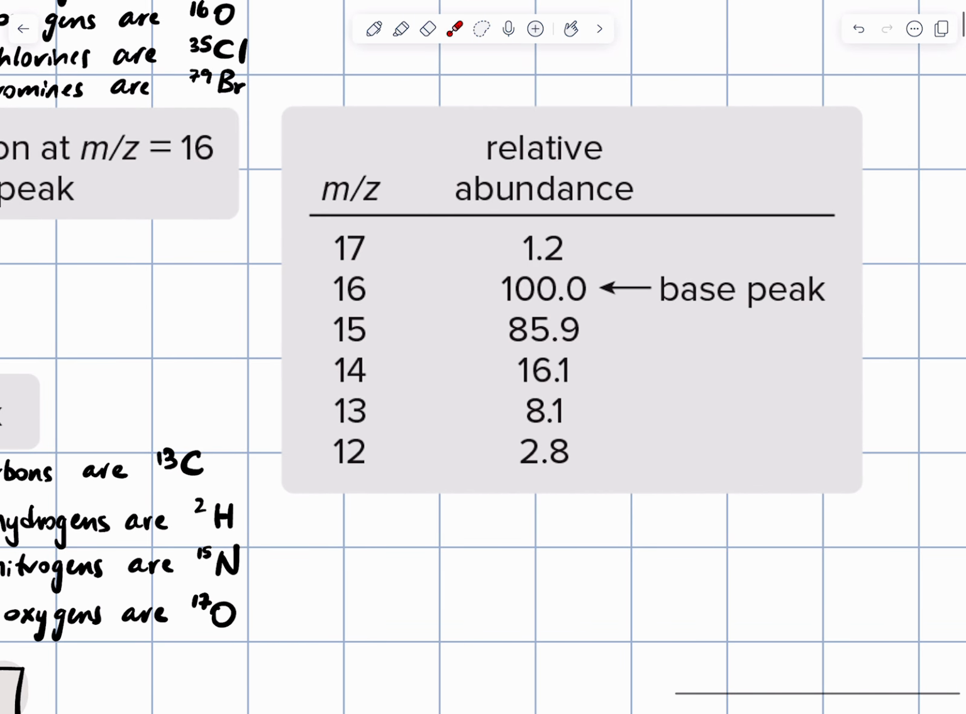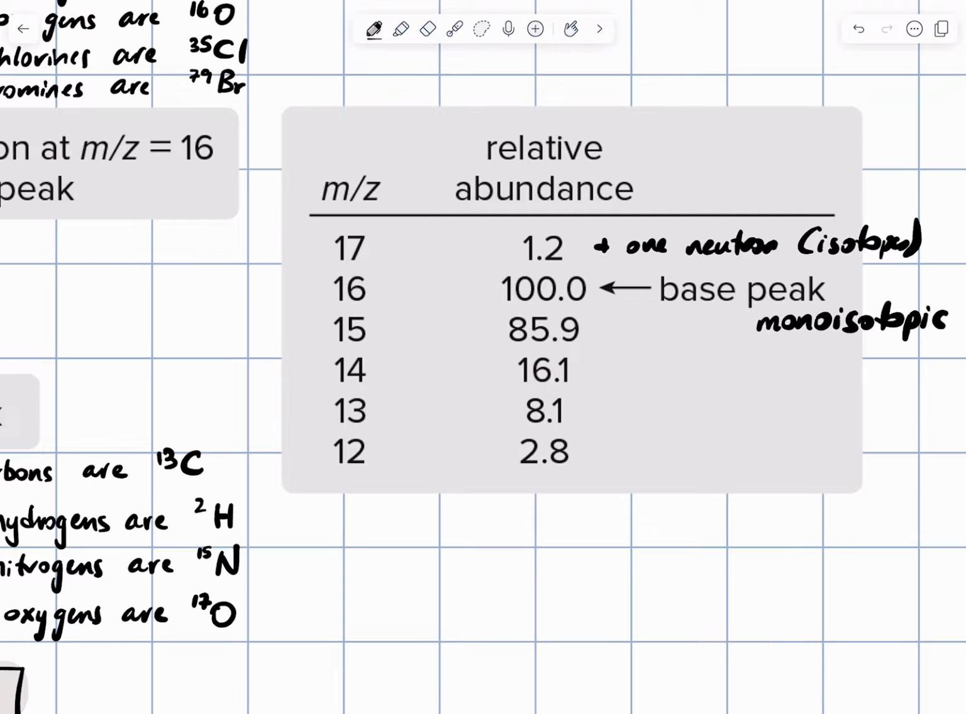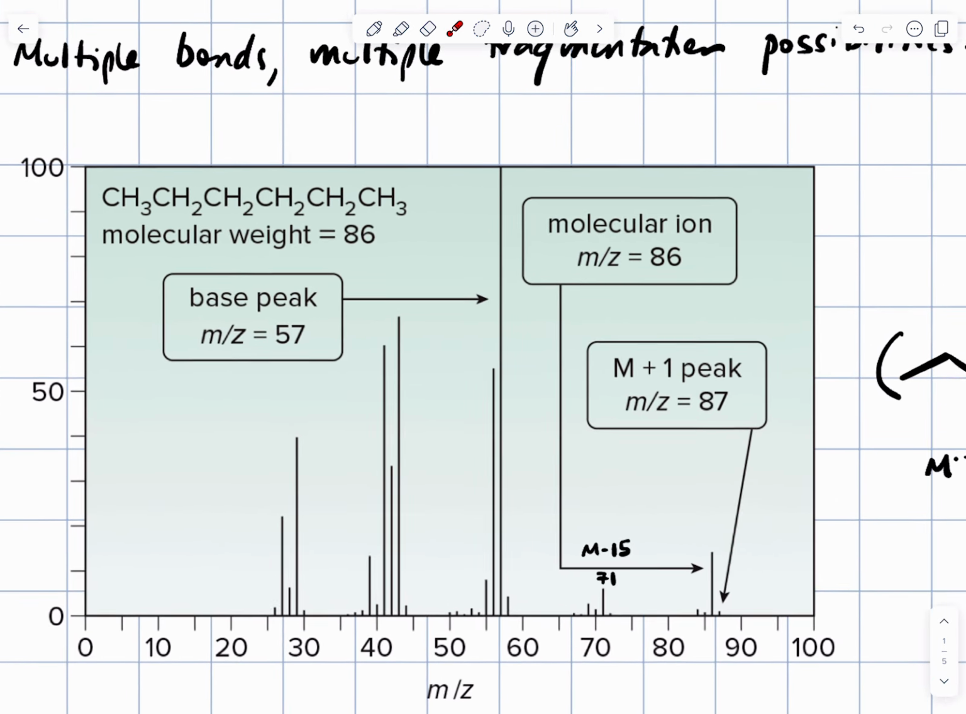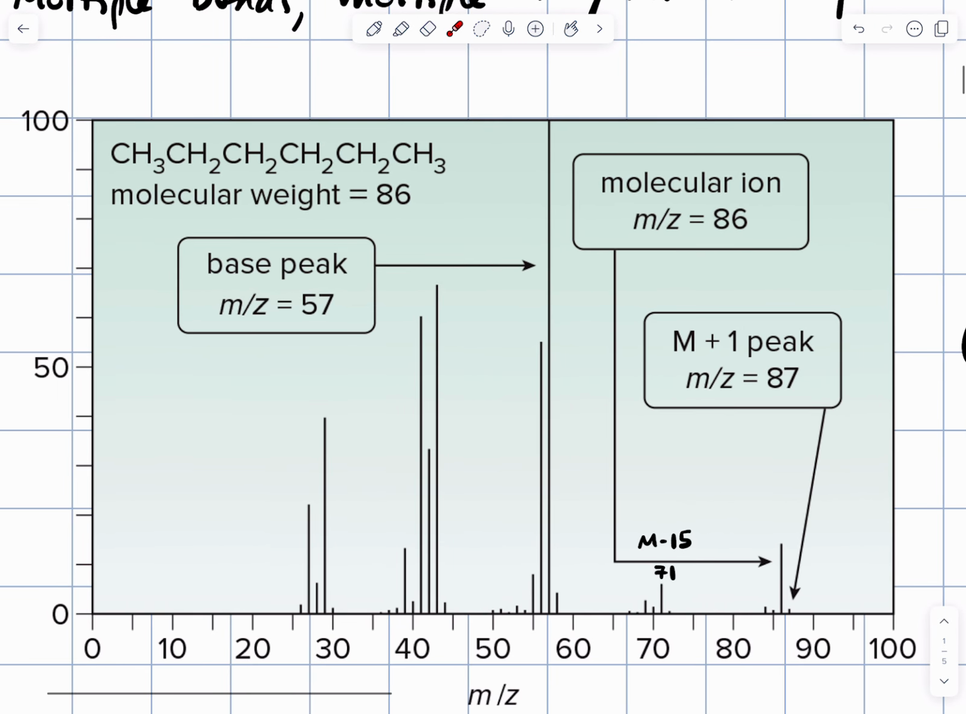So just to review, this is the 17, the +1 neutron peak from isotopes. The base peak is often called the monoisotopic peak, meaning there's only one, the most common isotope. And then these are fragments where we've lost an individual hydrogen atom. Let's look at the mass spectrum for hexane. All right.